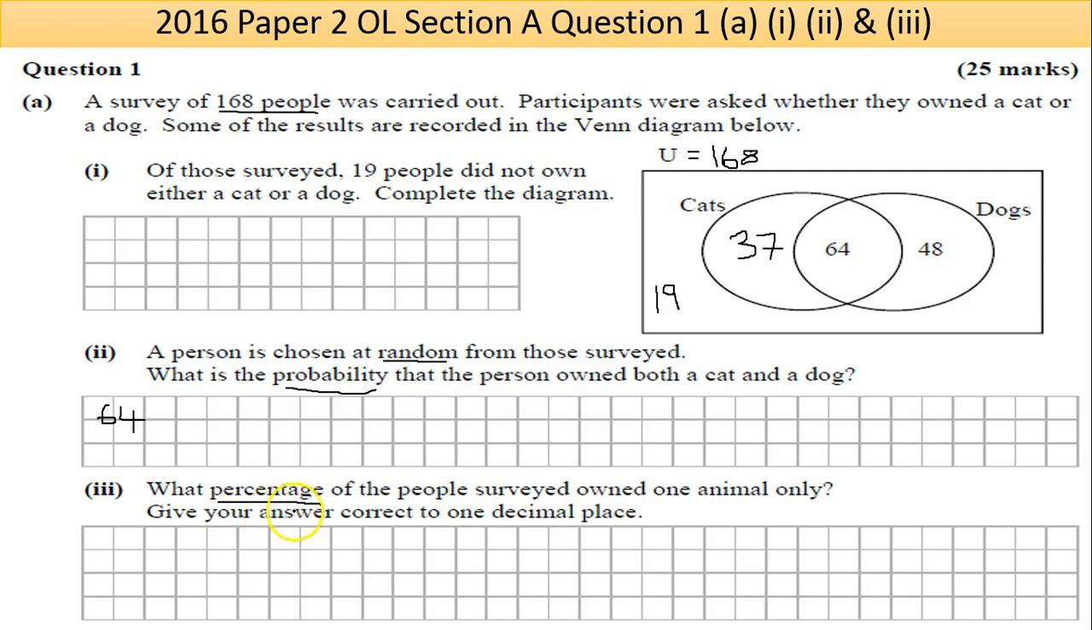So just keep that in mind. If you multiply anything by 100, you have a chance of getting an attempt. What percentage of the people surveyed owned one animal only? Give your answer correct to one decimal place.